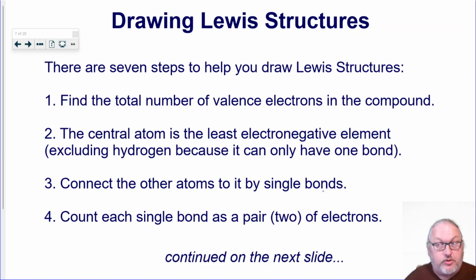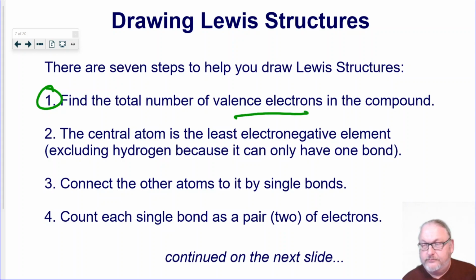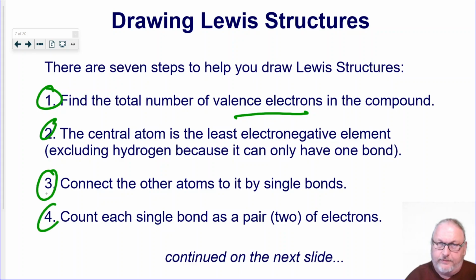So let's talk about how we draw a Lewis structure. We have 7 steps. Number 1, find the total number of valence electrons in the compound. Then the central atom is going to be the least electronegative element, other than hydrogen. Hydrogen can only have one bond, so it's never going to be the central atom. Then we connect each of the atoms by a single bond. Each of those single bonds counts as a pair of electrons. That's steps 1 through 4.